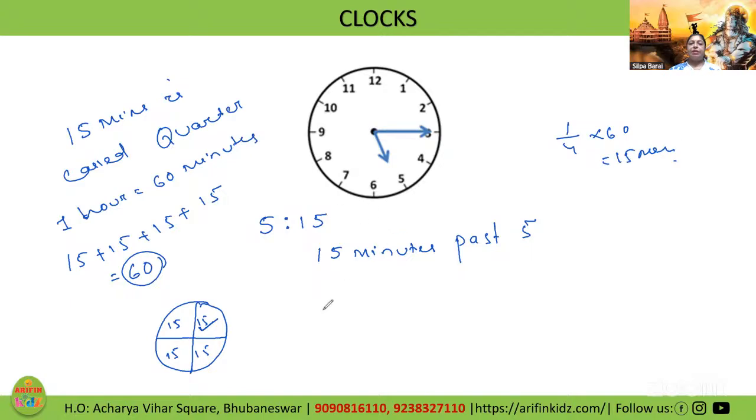So what we will say for this time, we'll say quarter past 5. Sometimes in our options, 15 minutes past or 5:15 will not be written like that. Suppose in our options quarter past 5 is written, so the answer is correct. Always remember this is the concept of quarter past. Okay. Now come to the another concept.